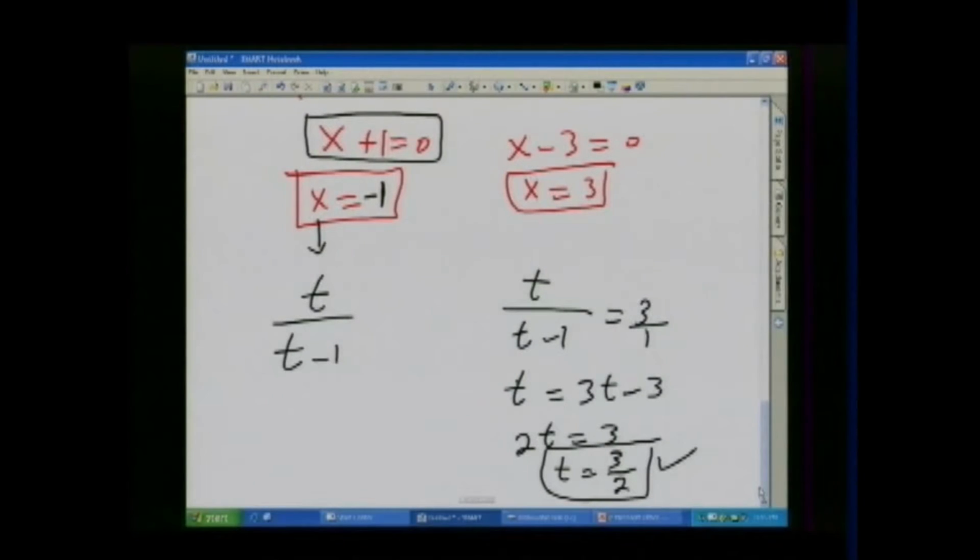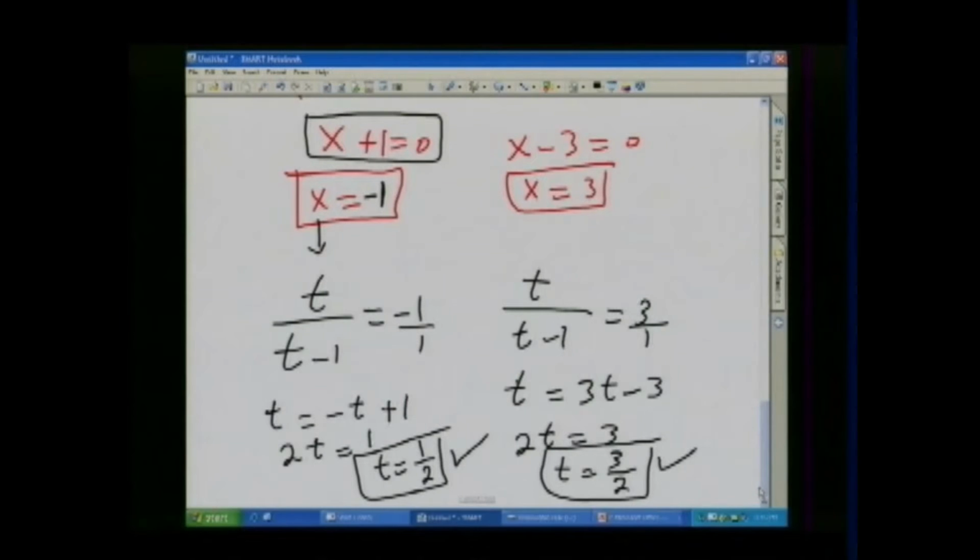So this is t divided by t minus 1 equal to minus 1. So you give a denominator of 1, that would be t equal to minus t plus 1. Therefore, 2t equal to 1. Therefore, t is equal to 1 half. Now this is correct. Two answers, t equal 1 half and t equal 3 half. These are the two answers.